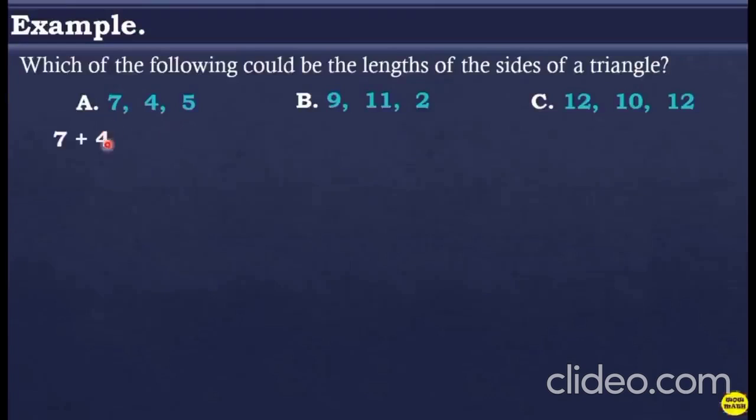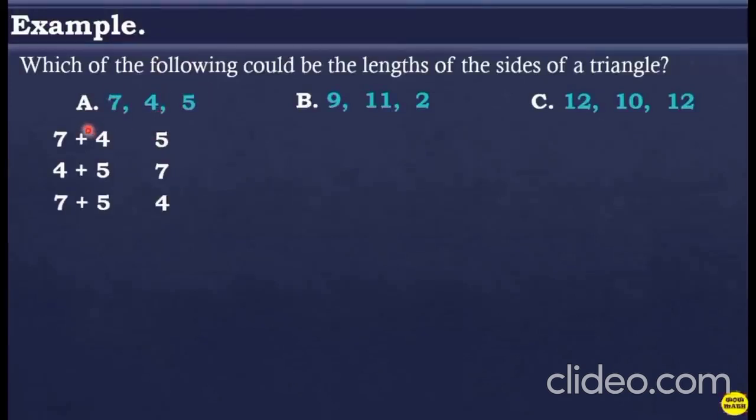So, we have, i-list natin lahat ng pair of two sides. So, we have 7, 4. Ibig sabihin ng third side niya is 5. We have 4, 5. Ang third side niya is 7. And then we have 7 and 5. So, ang third side niya is 4.